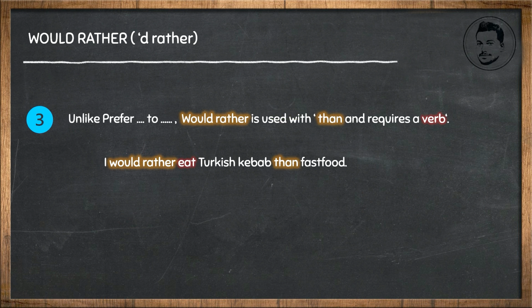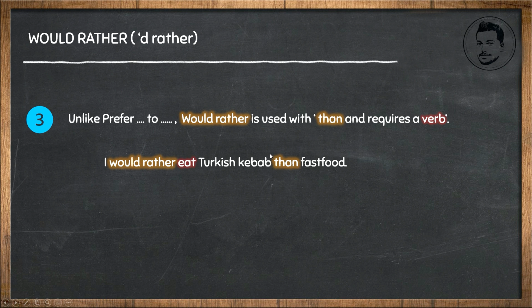Alright, but unlike prefer blah blah to blah blah, would rather is used with then and requires a verb. Yes, we had talked about that before. I would rather, I told you before, after I would rather, I need a verb. But with prefer, this was not a necessity. I didn't need a verb. So after would rather, I use a verb. I would rather eat Turkish kebab.